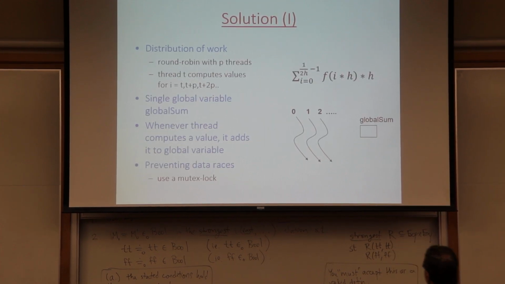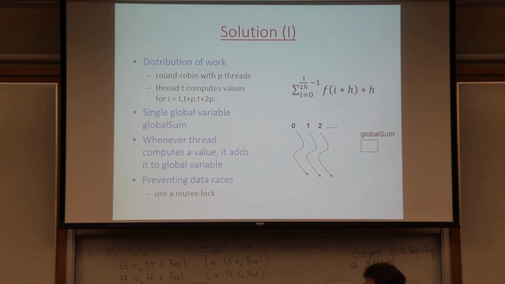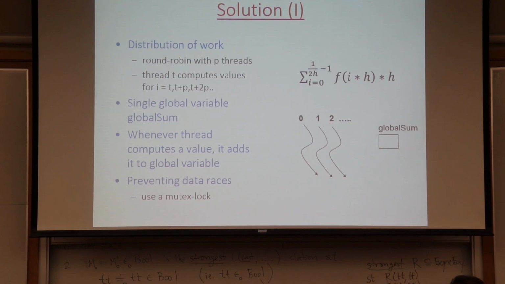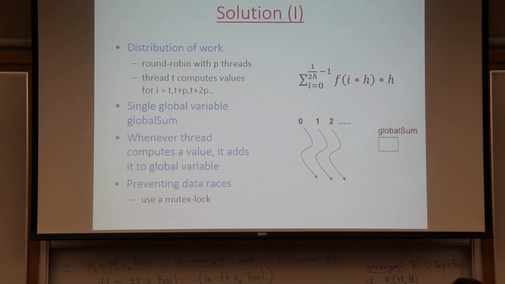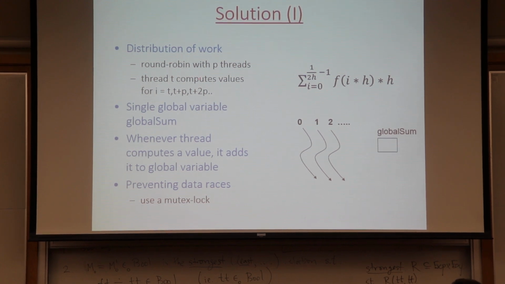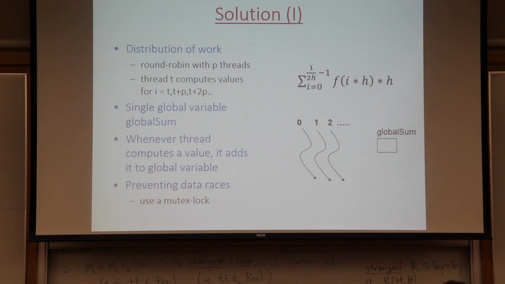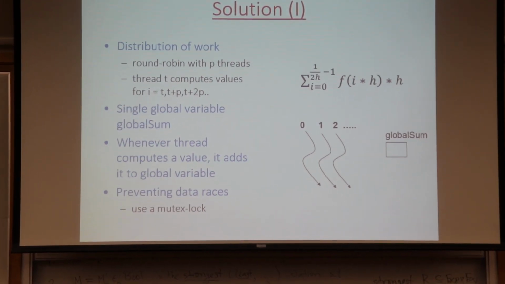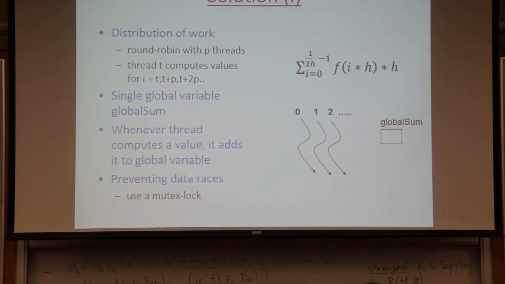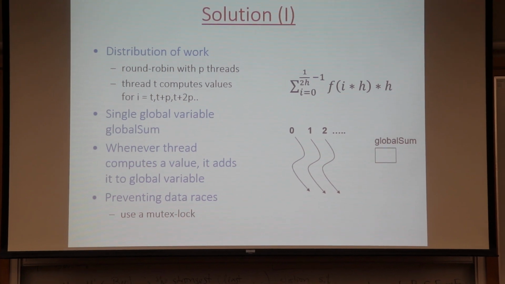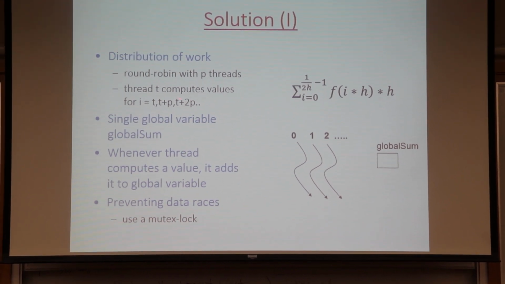Solution 1 is perhaps the most obvious one, and that is the following. There's some big summation I want to do. The way I'm going to distribute the work is I'm going to create p threads, and then thread t is going to compute the values for t, t plus p, t plus 2p, and so on. So it's like a round robin way of assigning work. If I'm thread 0, what values of i am I going to compute? 0, p, 2p, etc. And if you're 1, okay, you get the idea. So this is one way of distributing the work, and we'll just assume that's done.